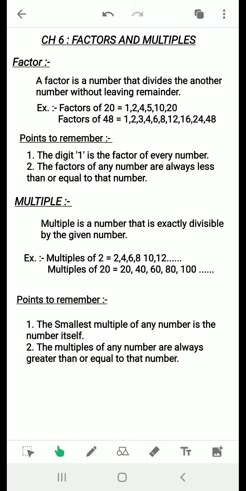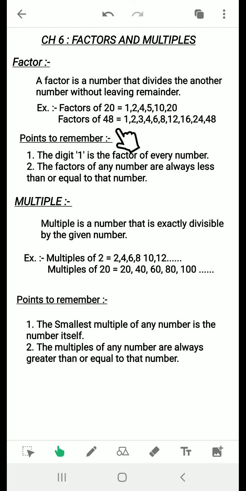When we divide 20 by 1, the answer is 20. 20 divided by 2, the answer will be 10. 20 divided by 4, the answer will be 5. No remainder will be left. So, a factor is a number that divides another number without leaving any remainder.